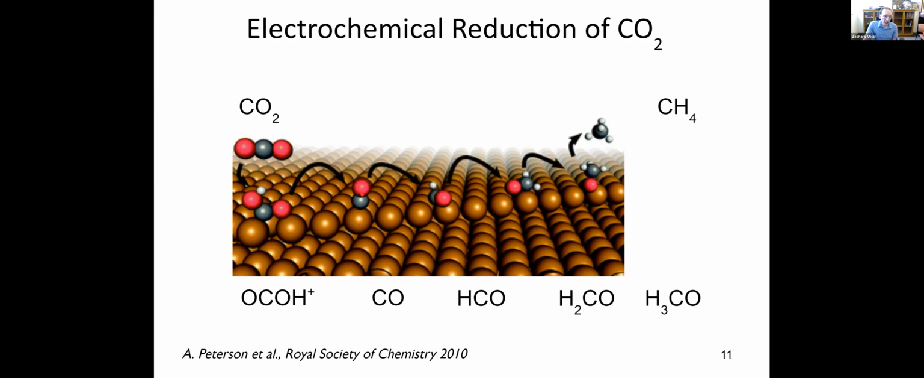You can do explicit nudged elastic band calculations to try and find the transition state between these two. When you do that, what you find is that the transition state looks a lot like a partial desorption of the CO molecule. And so a descriptor that's very helpful for CO2 reduction is the binding energy of the CO molecule sitting on a surface. I'm going to come back to that in a second.